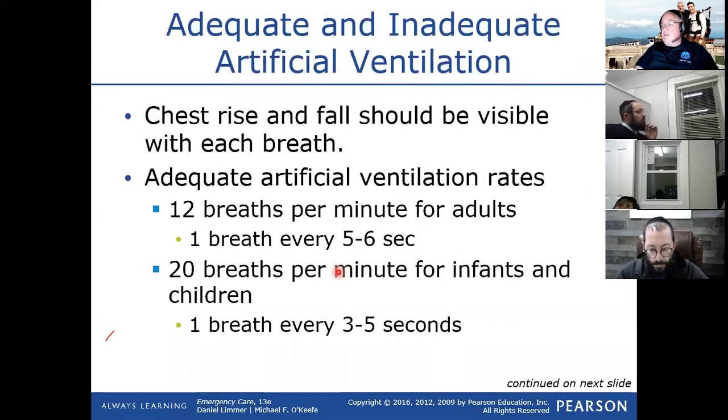Okay, so when we're ventilating, we should see the chest rise and fall with each breath. And again, inhalation, exhalation should be pretty much equal. And in adults, we give one breath every 5 to 6 seconds, so about 10 to 12 breaths per minute. And children and infants, one breath every 3 to 5 seconds.